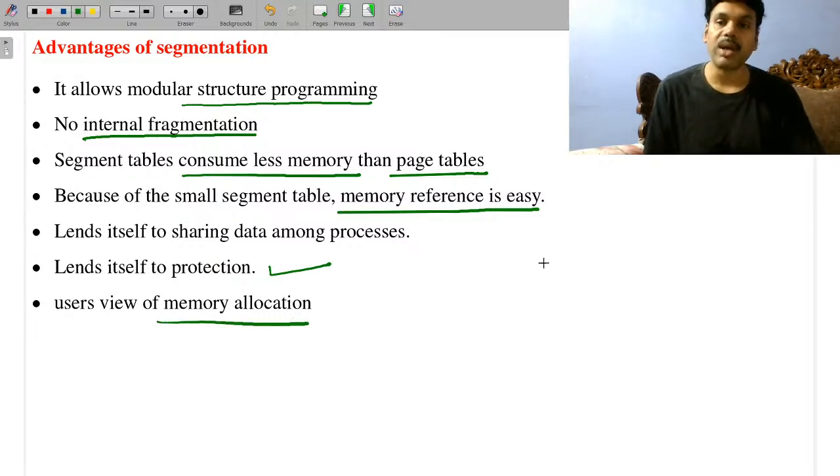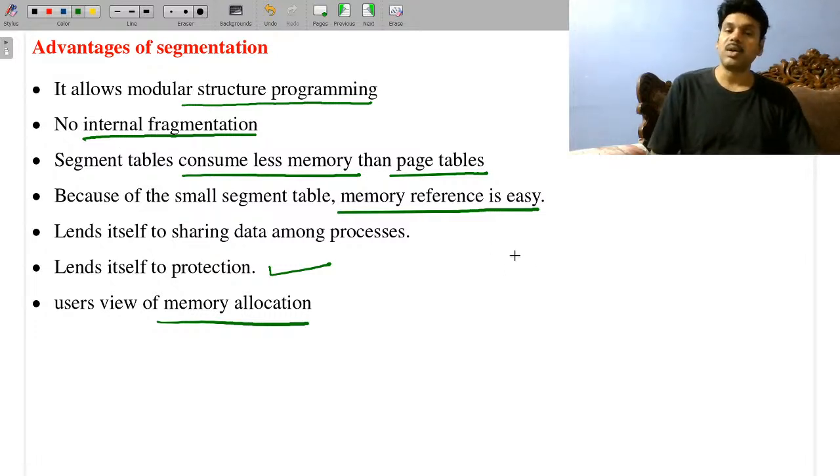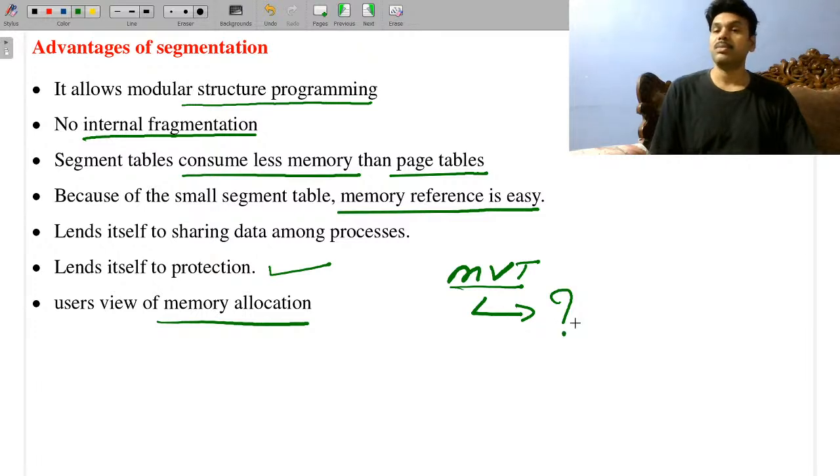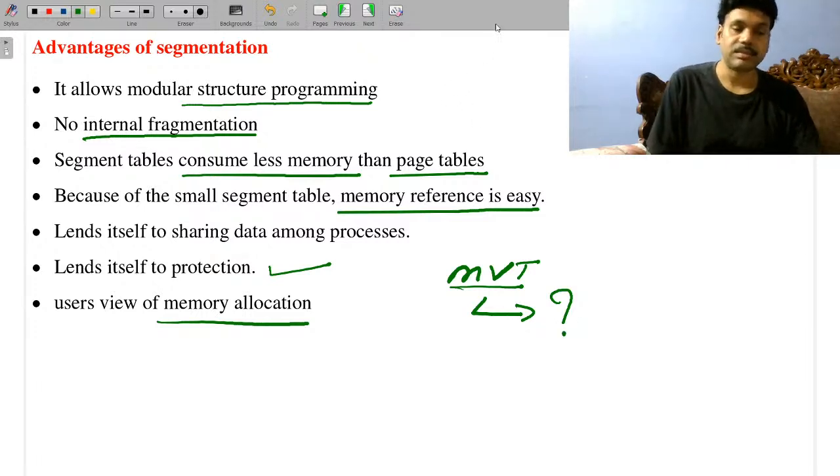But there is a drawback with segmentation. What is the drawback? We will discuss the segmented architecture first, then we will see the drawback. You can also guess what it is. I am saying that segmentation follows MVT, and with MVT there is one problem. So what is that problem? You need to identify. Anybody who is there live can say this.